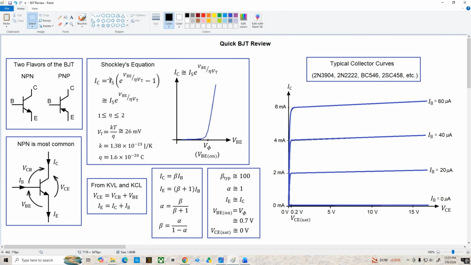It typically doubles for every 10 degrees Celsius rise in temperature, and that can be an issue in some circuit designs. But fortunately for us, most of the time when we're analyzing or designing circuits, we don't need to worry about this horrible, ugly equation here.